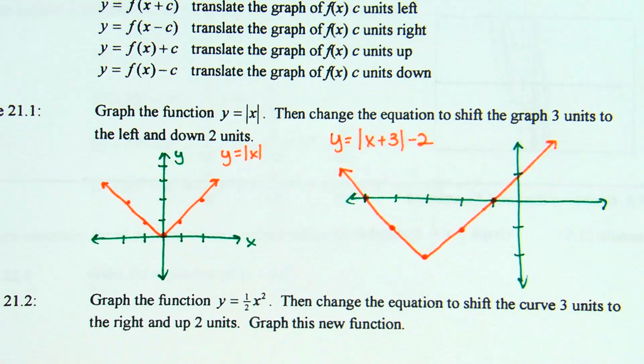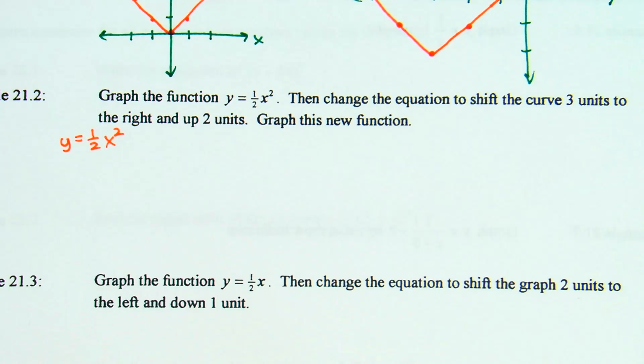Okay. Graph the function y equals 1/2 x squared, then change the equation to shift the curve 3 units right and up 2 units. Well, let's start with y equals 1/2 x squared. What are your thoughts there? Okay. It is a shrink or a compression. Okay, it's a parabola. What do you know about a traditional parabola?